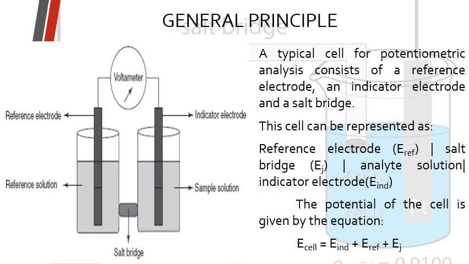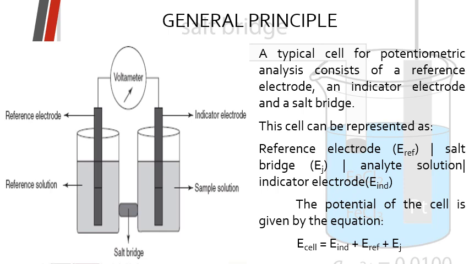The electromotive force of the complete cell is given by the following equation: E cell equals E reference plus E indicator plus E junction. E reference is the electromotive force of the reference electrode. E indicator is the electromotive force of the indicator electrode. E junction is the electromotive force of the liquid junction. The unit for the potential is millivolts, denoted by mV.